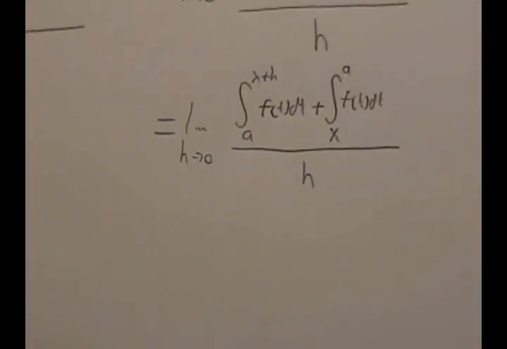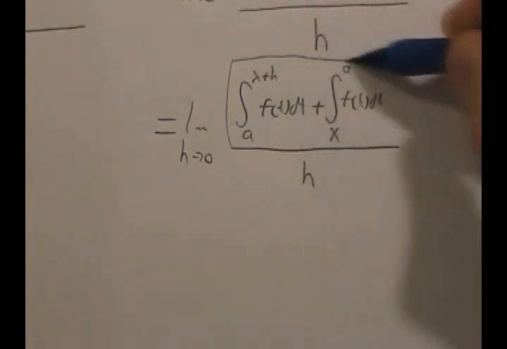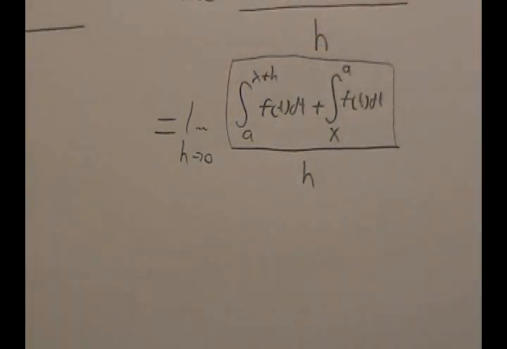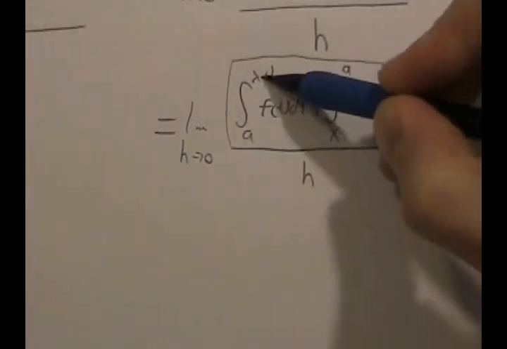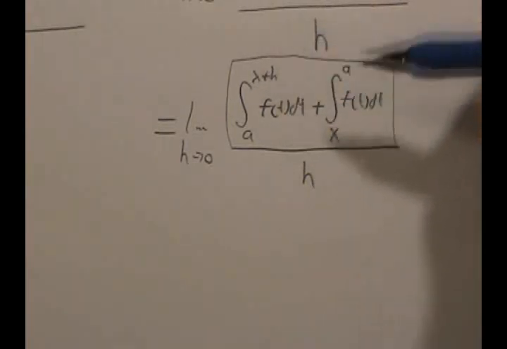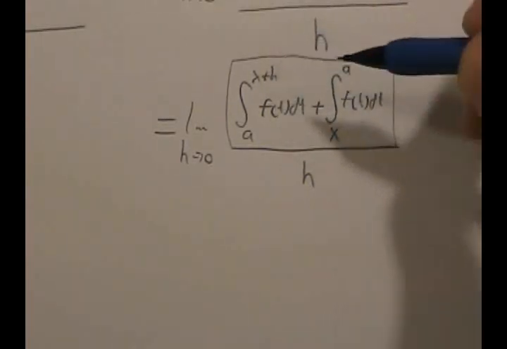And then using another property of the definite integrals talked about in the last video, I'm going to combine these into one expression, because the definite integral from X to A plus the definite integral from A to something else equals the definite integral from X to that something else.